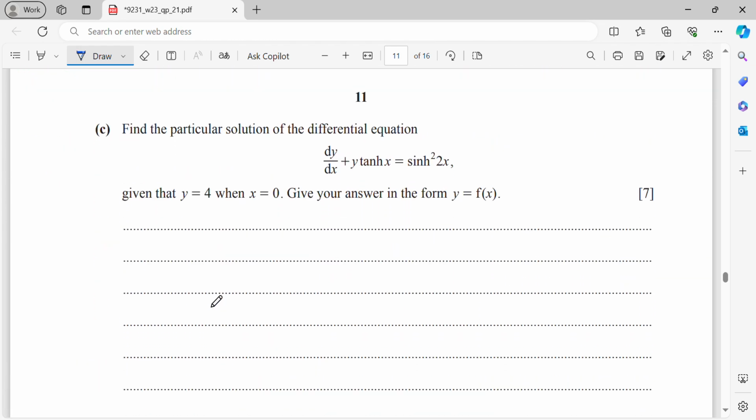Okay, now part C. Find the particular solution of the differential equation given that y equals 4 when x equals 0, and give your answer in y equals f(x) form. So now dy/dx + y tan x = sin²2x. From here, I need to apply the integrating factor method.